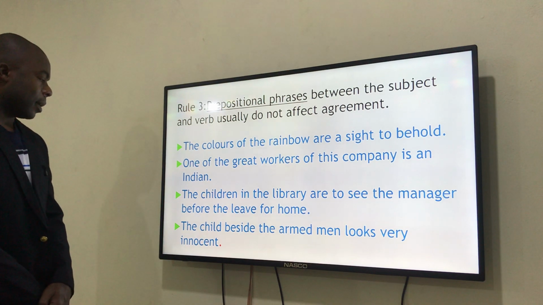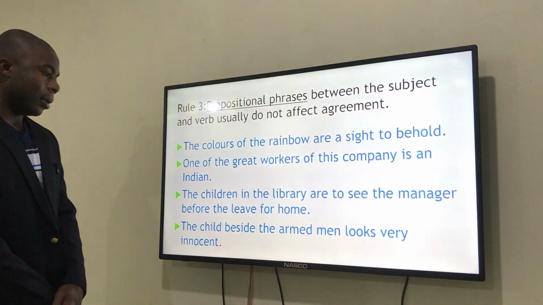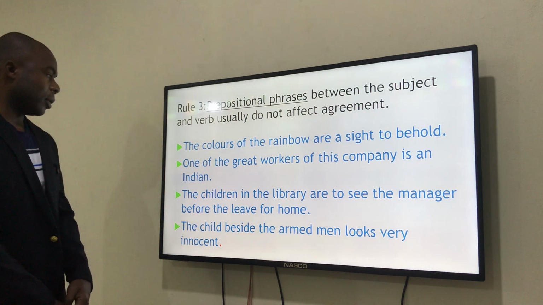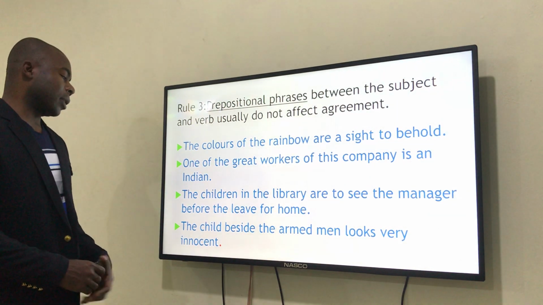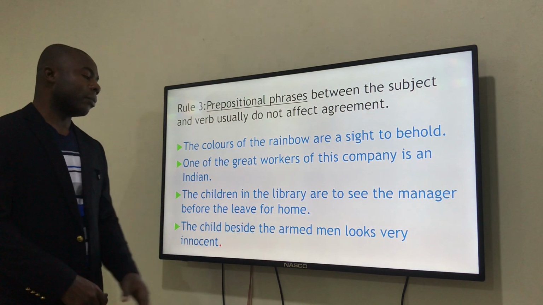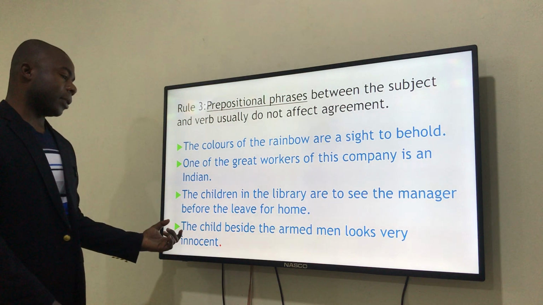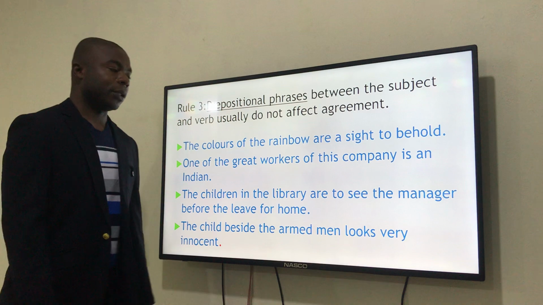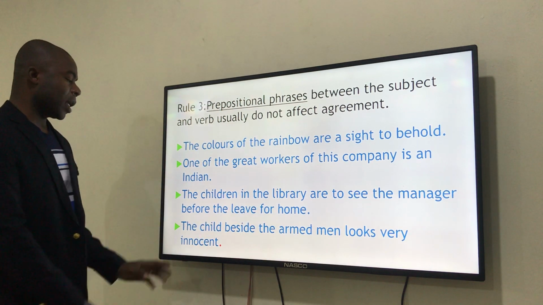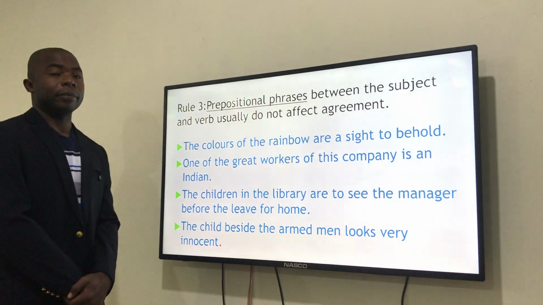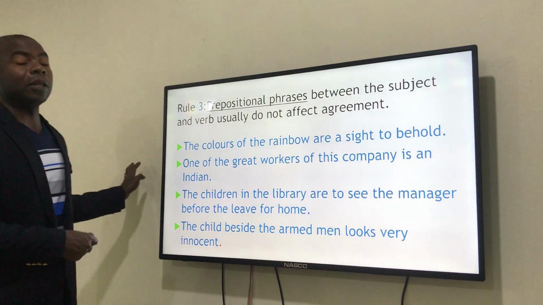And then the last one: the child beside the armed man looks very innocent. Beside the armed man is a prepositional phrase; the child is the subject, of course, and it looks. So the child looks very innocent. You forget about "beside the armed man." So prepositional phrases also come between subjects and verbs.